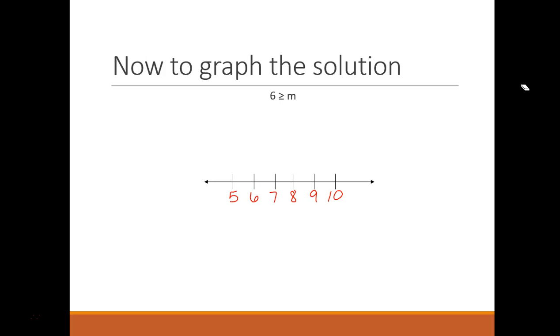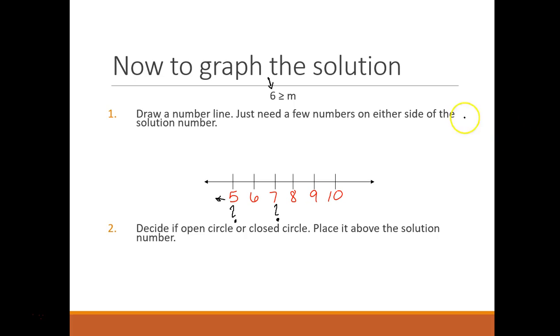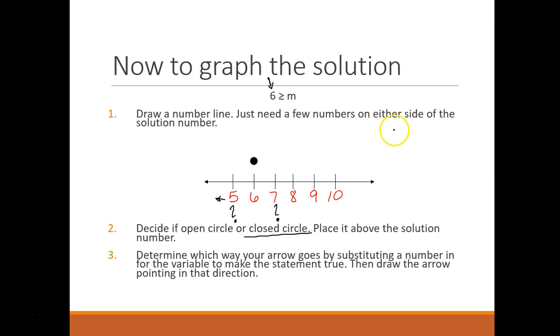If I want to graph, I'll put the 6 kind of towards the middle. It doesn't have to be perfect, so I have it kind of towards the end here because this is the number that I have in the expression. And is 6 greater than 5 or 6 greater than 7? Well, 6 is greater than 5, so I'm going to wind up heading this way. But I'm going to need to put a closed dot this time because I have the or equal. And now I can go ahead and shade.